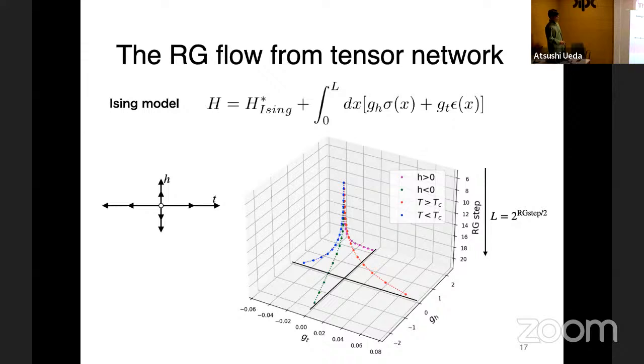So what you see here is that you start in the vicinity of the fixed point, and then when you perturb just a little bit and increase the system size, you get this RG flow away from the fixed point, which is a simple RG flow.